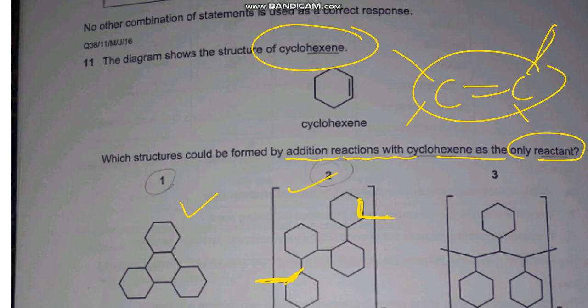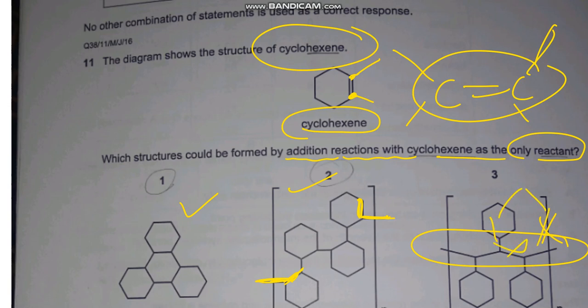So this may be the correct one, but this is not correct, because in cyclohexene the double bond is between these two carbons, and after the polymerization the double bond will be removed and a free carbon single bond will be formed. So in this case there is no cyclohexene structure in which that carbon is extended toward each side. So our option will be 1 and 2.